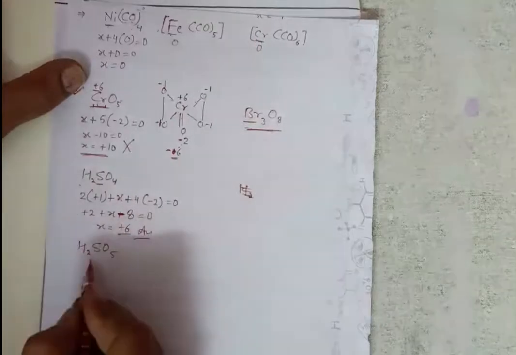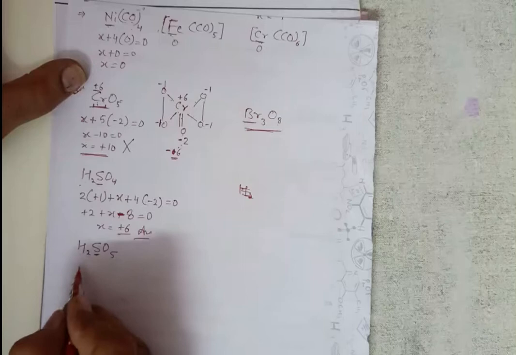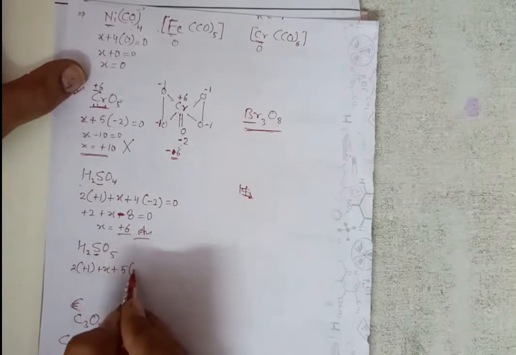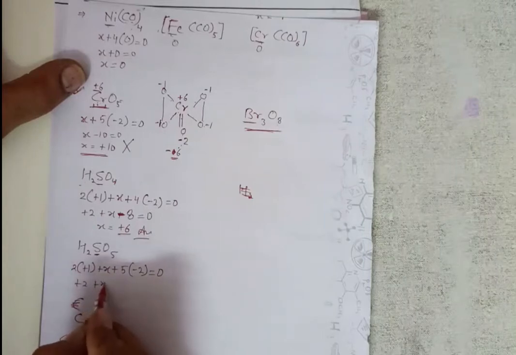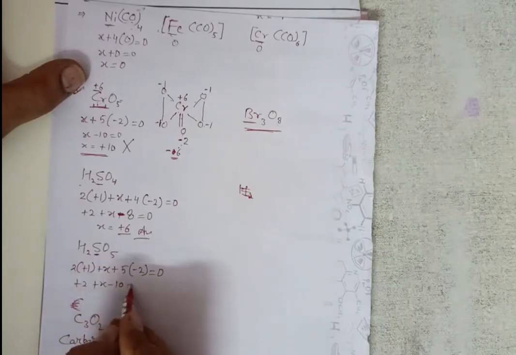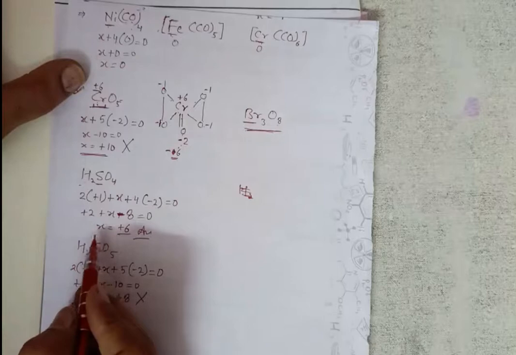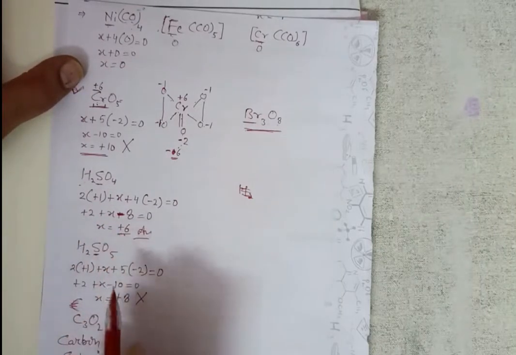Okay students, but here if you try to find sulfur's oxidation number, how much will it be? Here 2 plus 1, sulfur is X, 5 oxygens at -2, equal to 0. This will be +2 plus X minus 10 is equal to 0. X will be equal to +8. This answer is totally wrong because I told you in the last lecture the maximum oxidation number of sulfur is +6. If it comes +8, then this one is wrong.